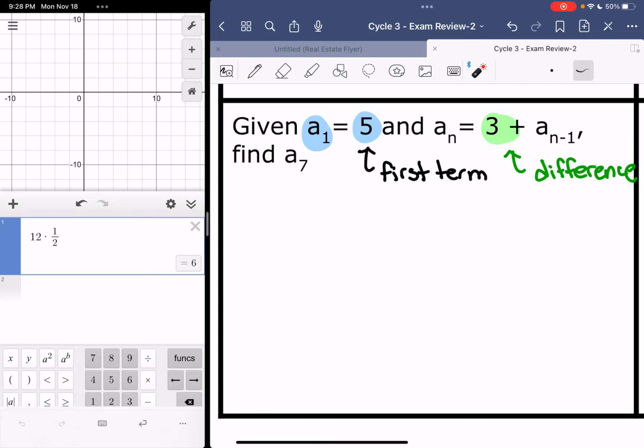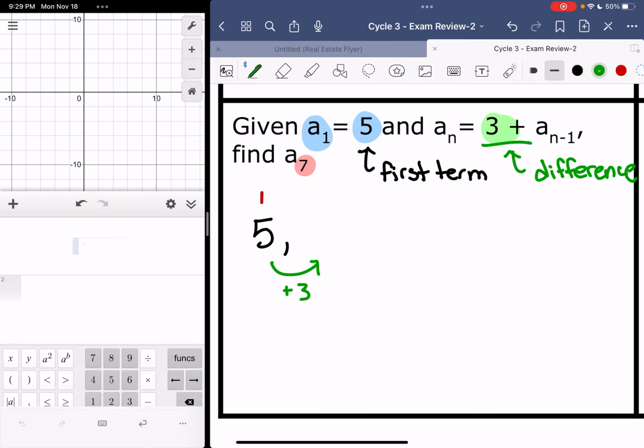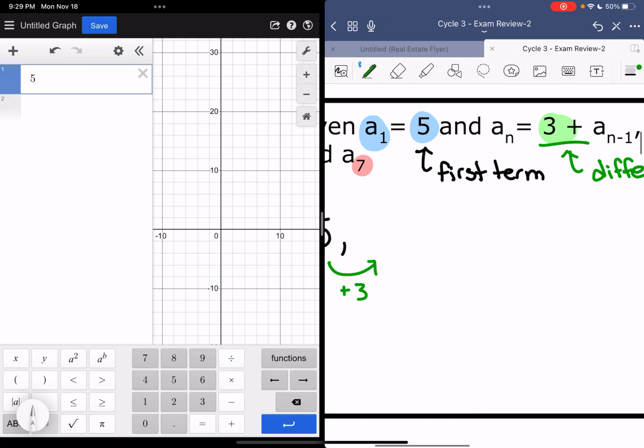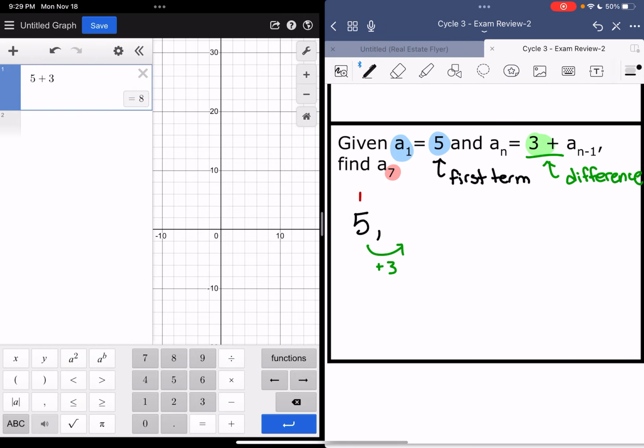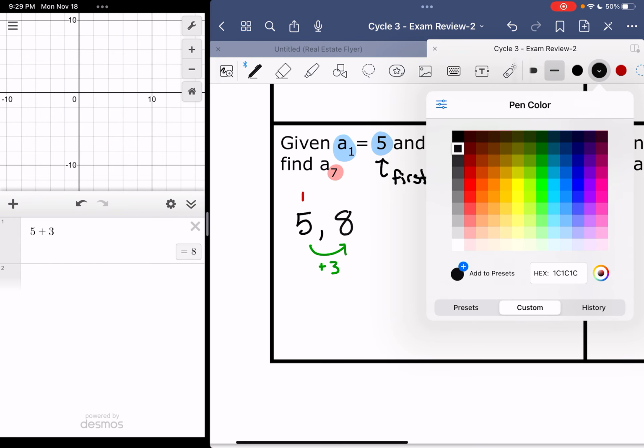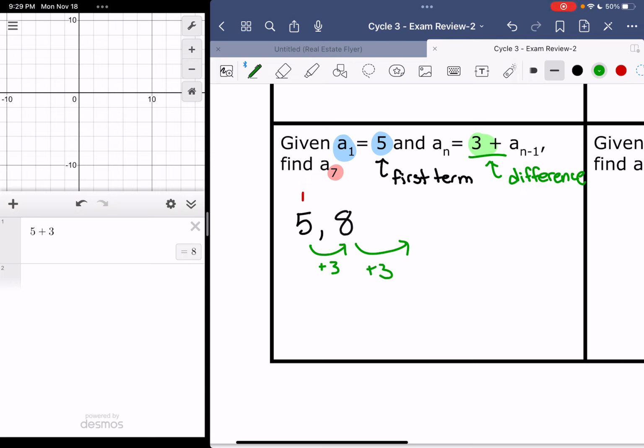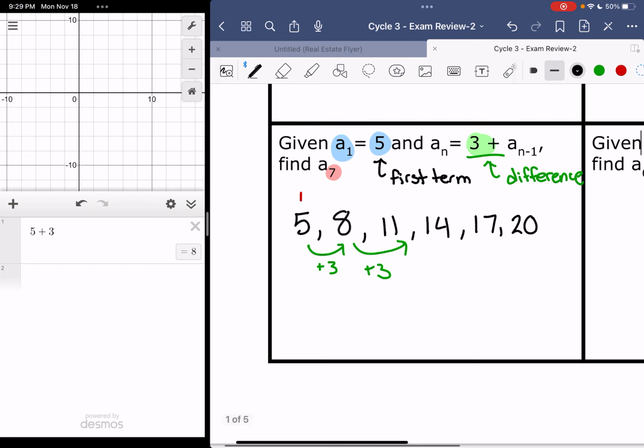So starting with my first term right here of 5, I'm going to go ahead and write out my terms all the way until my 7th term. So there is term 1 right there. Now I'm going to use my difference right here, plus 3. Okay, so 5 plus 3 is 8. And then we're just going to keep going with that pattern. We're going to go plus 3, 11, plus 3, 14, plus 3, 17, 20, 23.